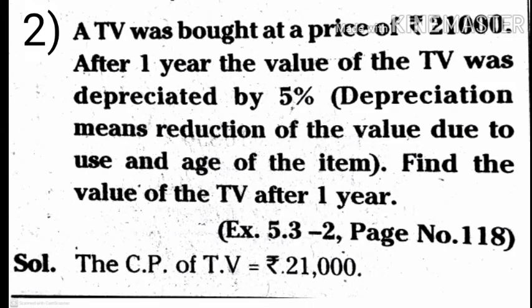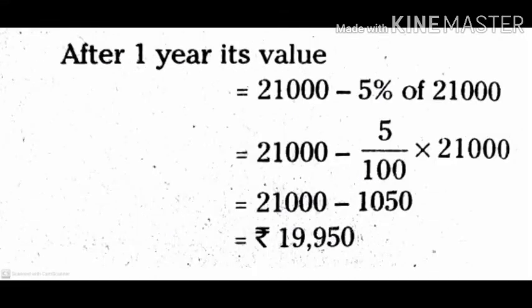Second question. A TV was bought at a price of 21,000 rupees. After 1 year the value of the TV was depreciated by 5%. Here depreciation means reduction of the value due to use and age of the item. Find the value of the TV after 1 year. Solution. The cost price of TV is equal to 21,000 rupees.